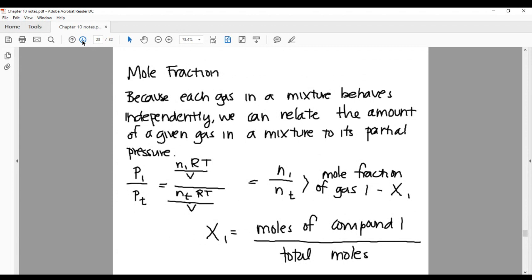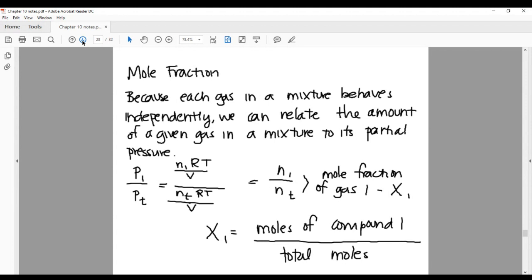Now remember, at the very beginning of the part 1 lecture, I told you that one of the things that makes gases behave the way they do is because they feel like they're virtually alone. So the gases behave independently of one another, even though they're in a mixture, even though that's a homogeneous mixture. So we can relate the amount, meaning the moles, of a given gas in a mixture to its partial pressure.